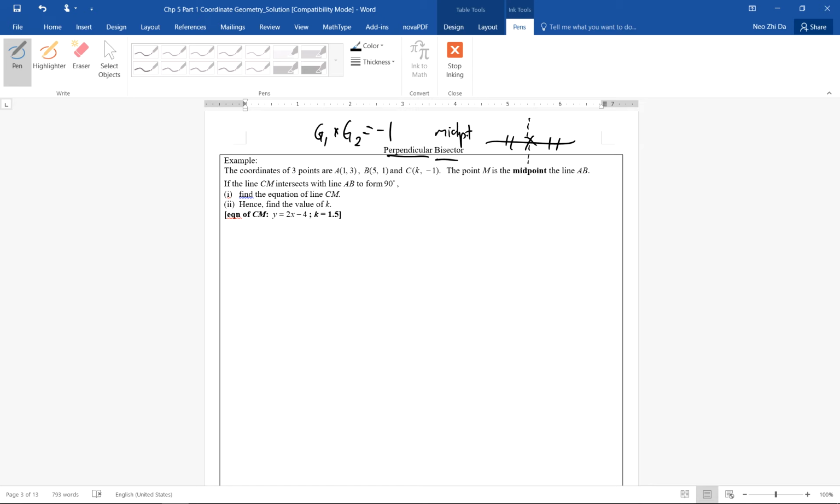They give you A, B, C. Point M is the midpoint of AB. If line CM intersects AB, they want you to find the equation of CM. Let me do it together with you. For the equation of CM, I need two pieces of information. First, the gradient. Second, one point on the line. So I have AB, maybe somewhere around here. A, then B is here.